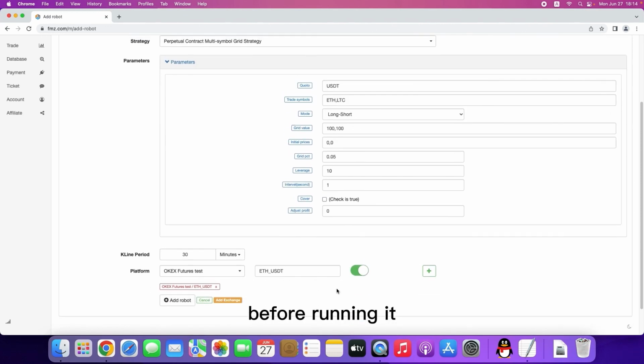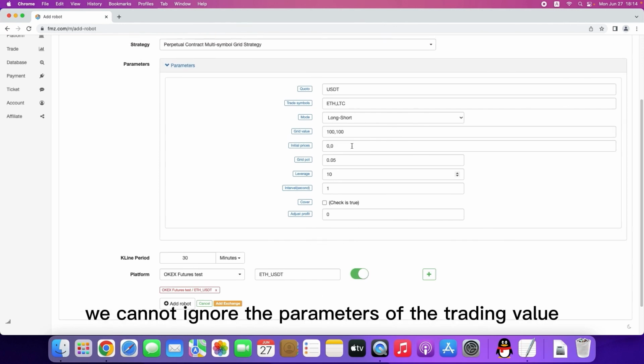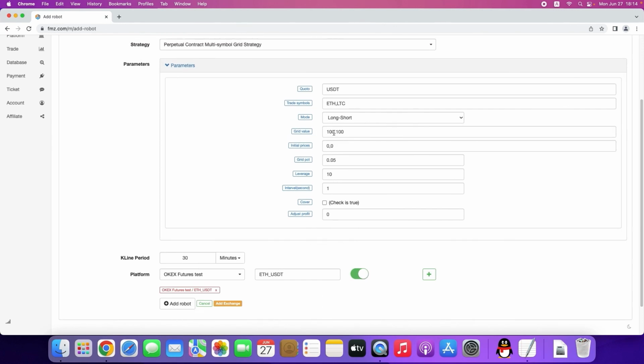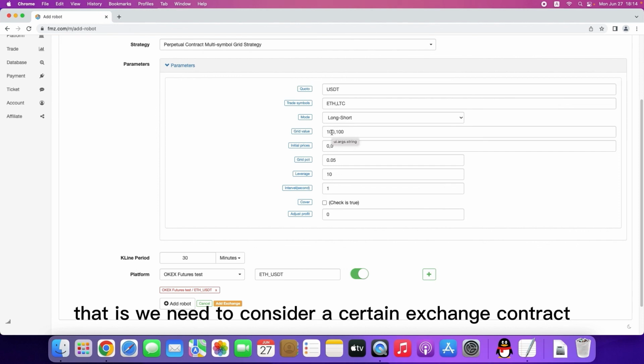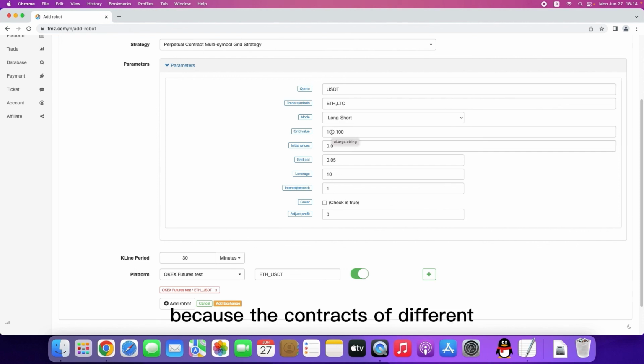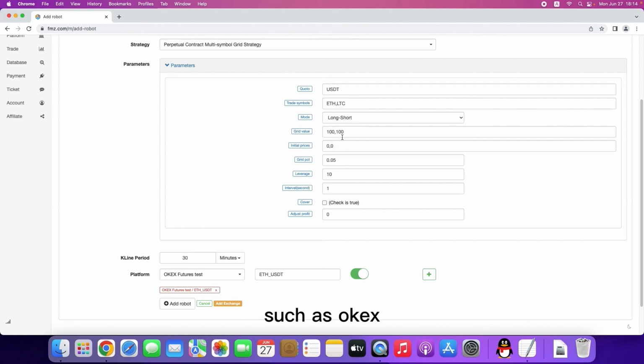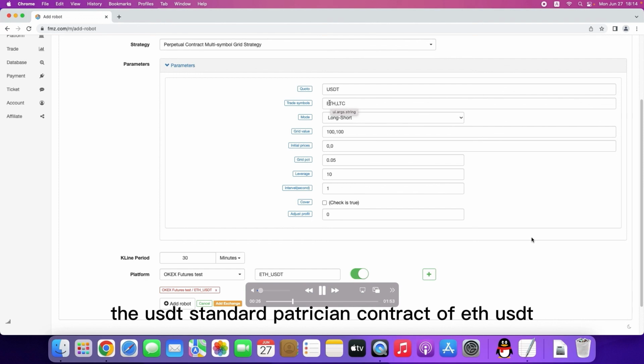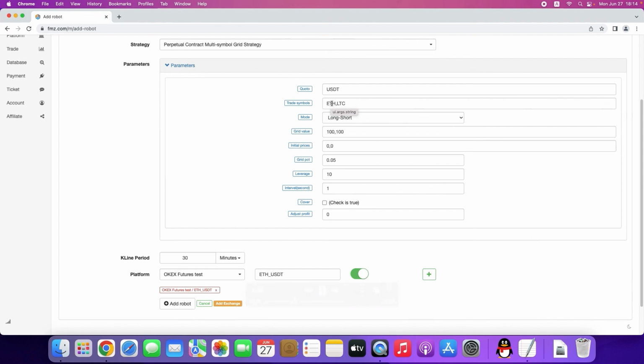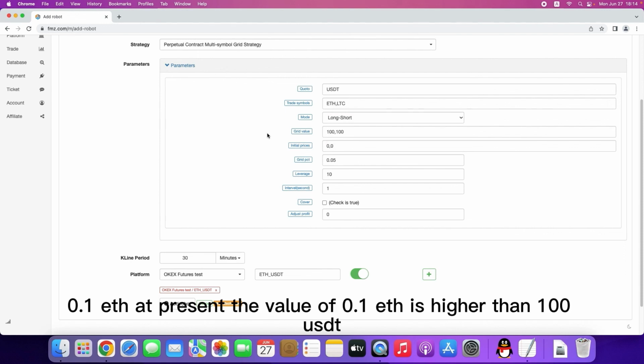Before running it, we cannot ignore the parameters of the trading value. That is, we need to consider the exchange contract. Because the contracts of different exchange platforms may be different, we need to consider the minimum trading volume of the contract, such as OKEX, the U standard perpetual contract of ETH USDT. The value of one contract is 0.1 ETH. At present, the value of 0.1 ETH is higher than 100 U.